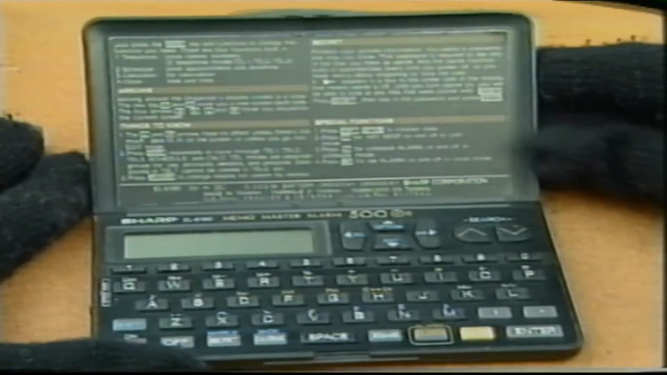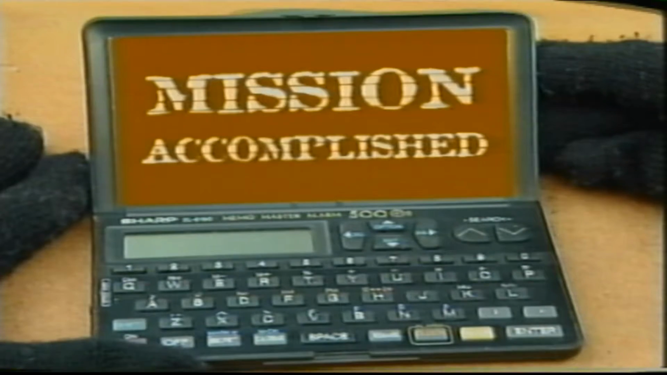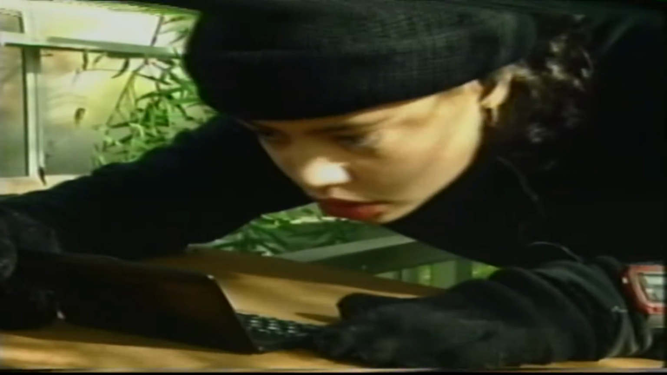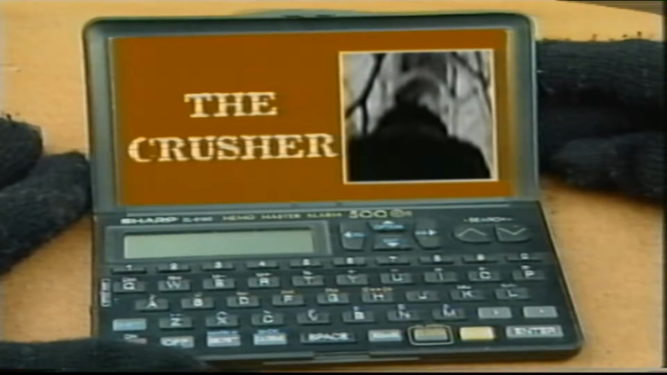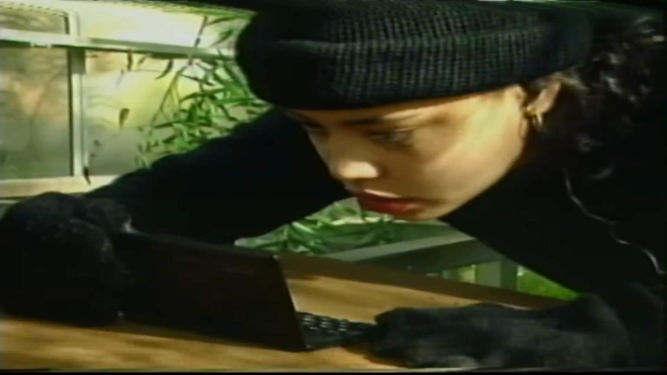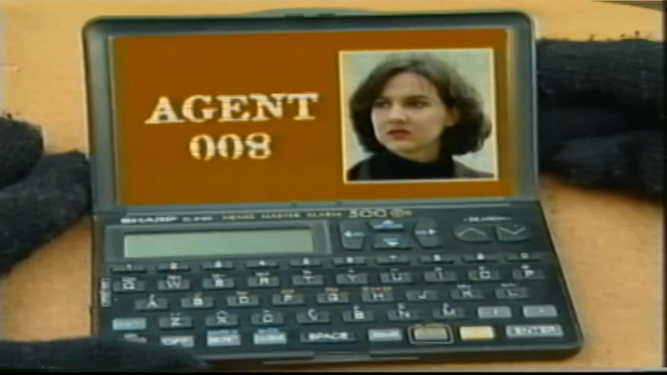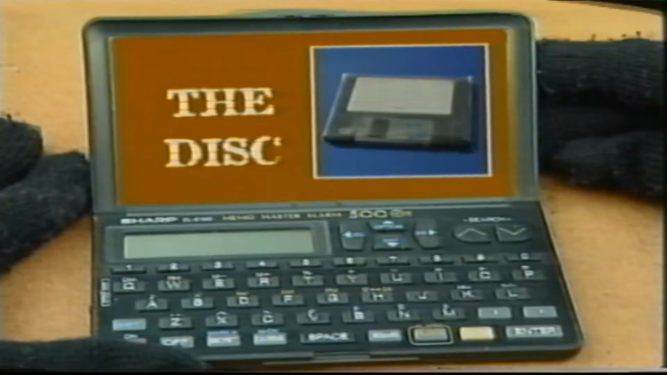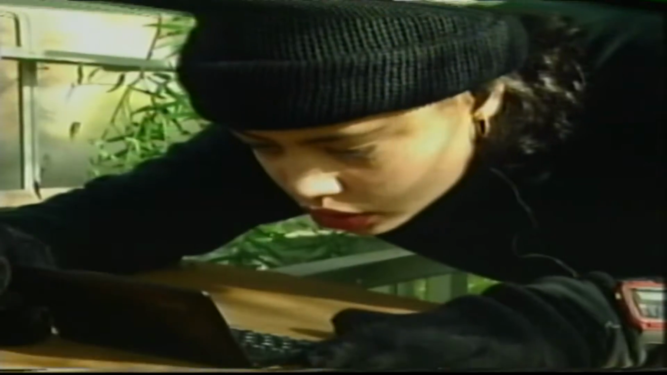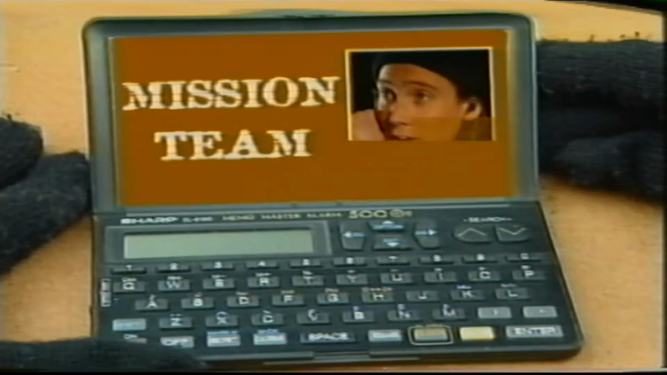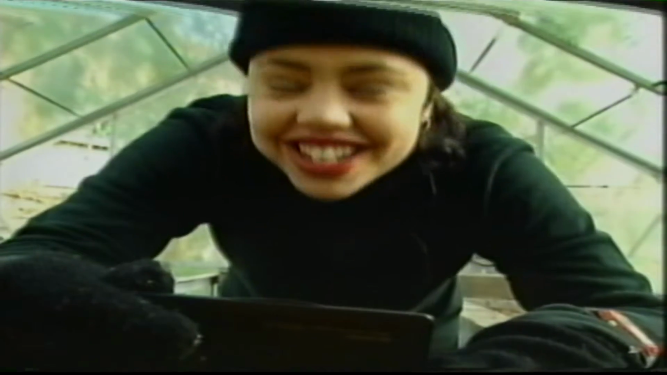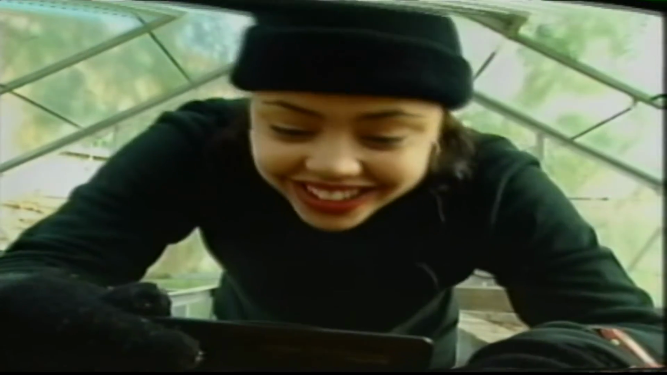Agent Sonia, your mission is a matter of national security. There are millions of lives at risk. You must not fail. We believe the Crusher, identity unknown, is to rendezvous with the devious Agent 008 in order to acquire the disc. Your mission is to recover the disc and bring the Crusher and 008 to justice. Your mission team will consist of Agent Brad. Agent Brad, how surprising. This message will self-destruct in 5 seconds. 5.